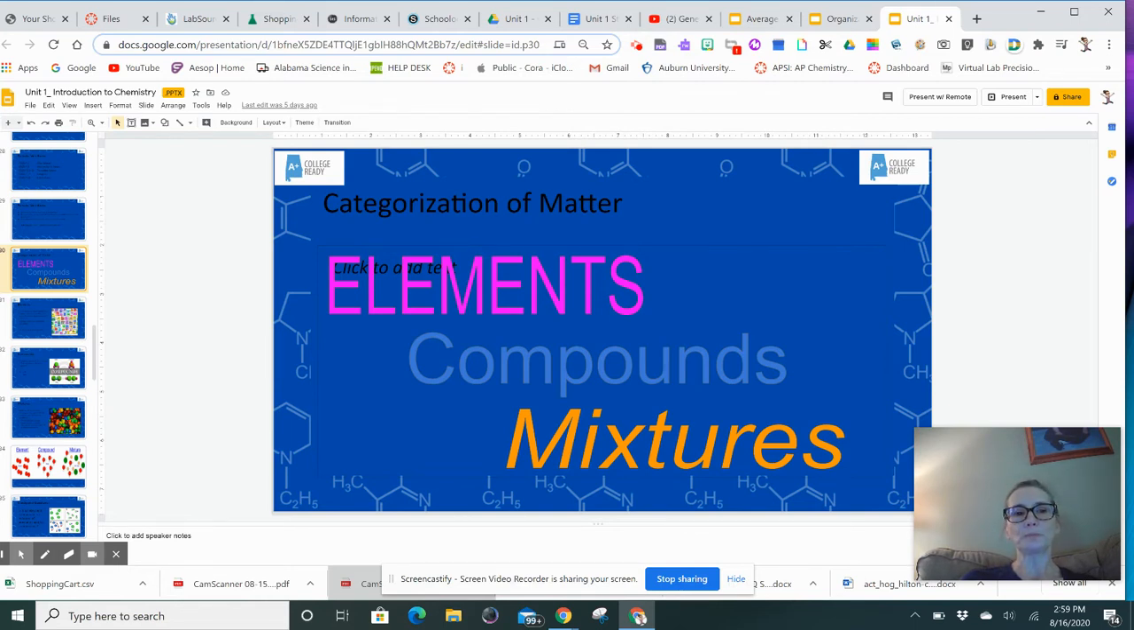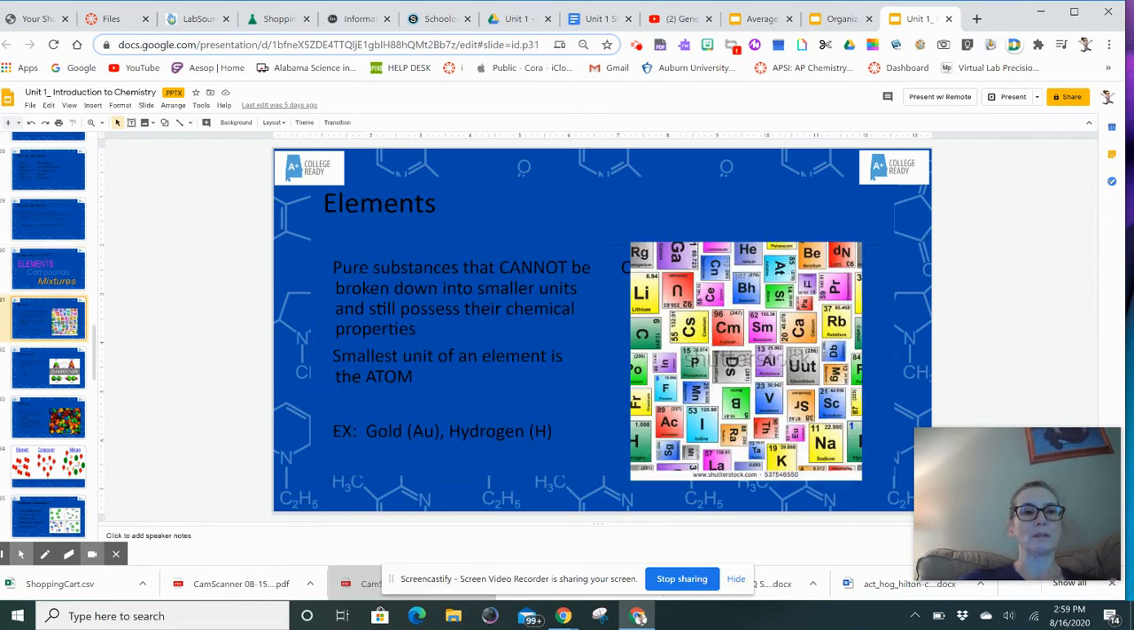Okay, so going back, looking at the difference between elements, compounds, and mixtures. Okay, so what's the difference between an element, a compound, and a mixture? How are they different? How are they the same? So first off, elements. Elements are, let me make sure this is what I wanted to do today. Hang on.